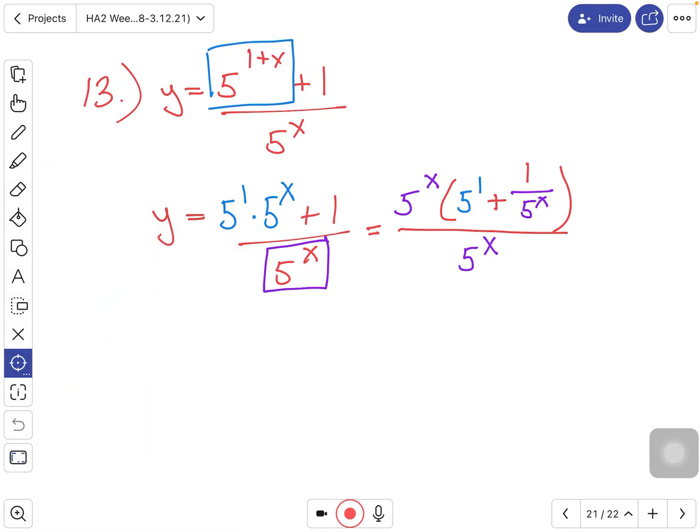So number 13 was y equals 5 raised to the 1 plus x plus 1, that's your numerator, all over 5 to the power of x. The first thing I want to draw your attention to is what this actually means.